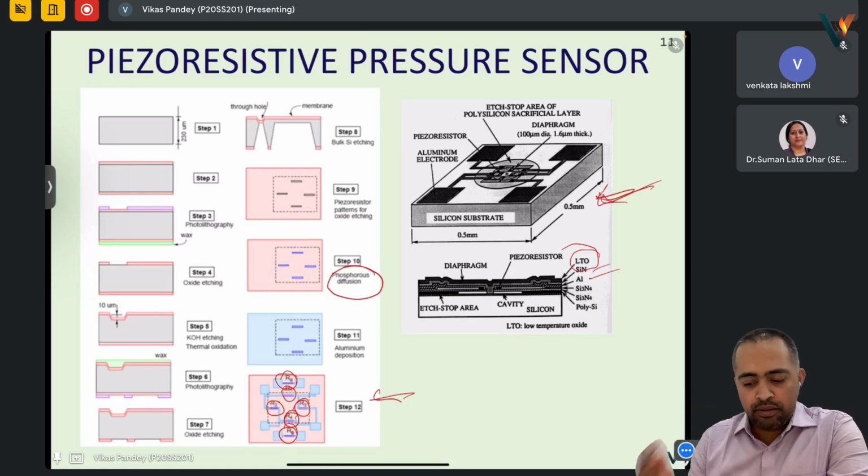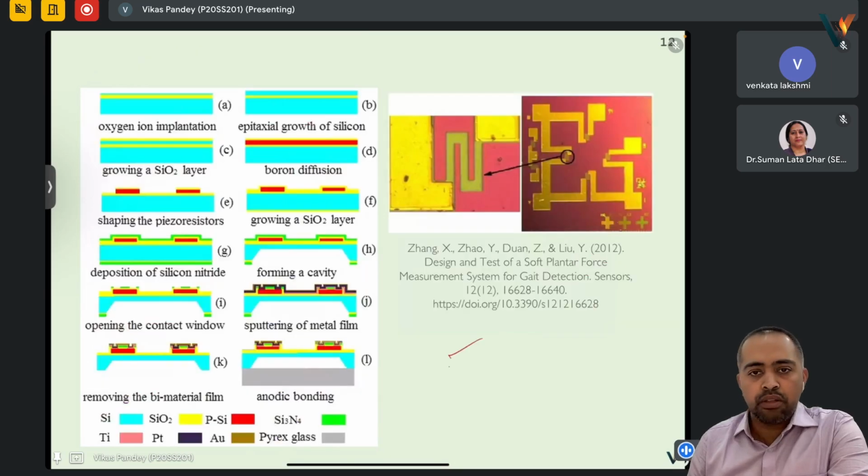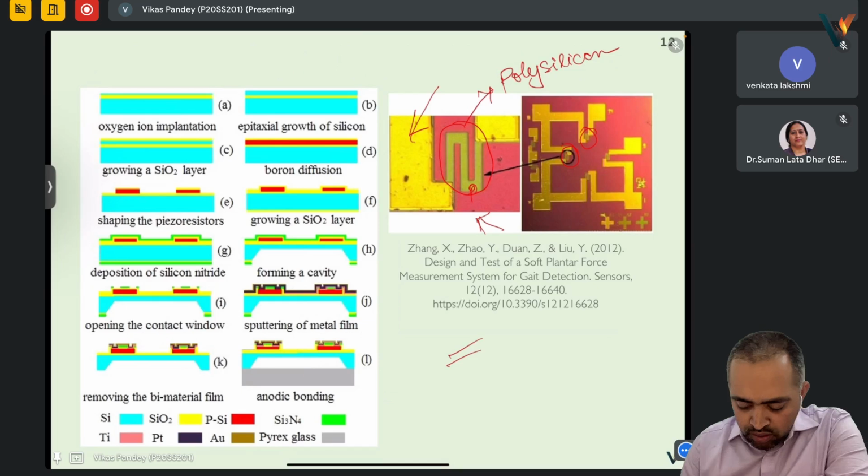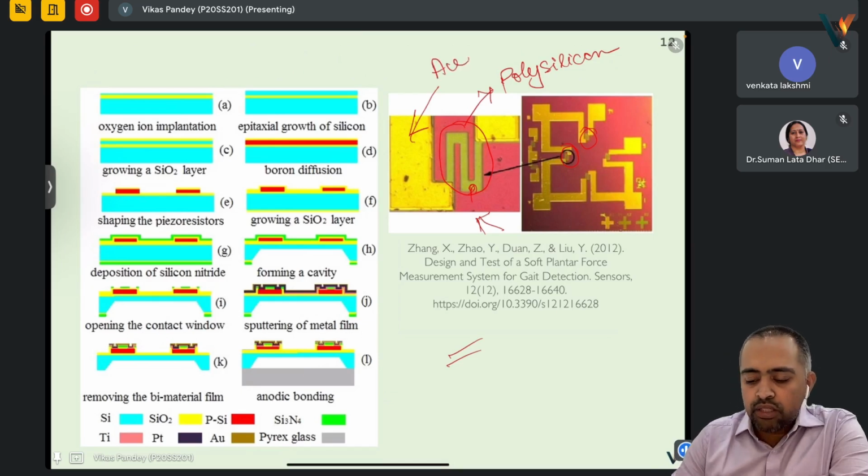I have taken multiple sources, so anyway I'll be putting these slides. You can see that for the same thing there can be different processes, different ways, and the structure will look different. The concept is almost similar. Here also you see there are four small resistances, and if you zoom out, these are polysilicon resistors, and these are metal electrodes. And I think here they are using gold as the electrode.